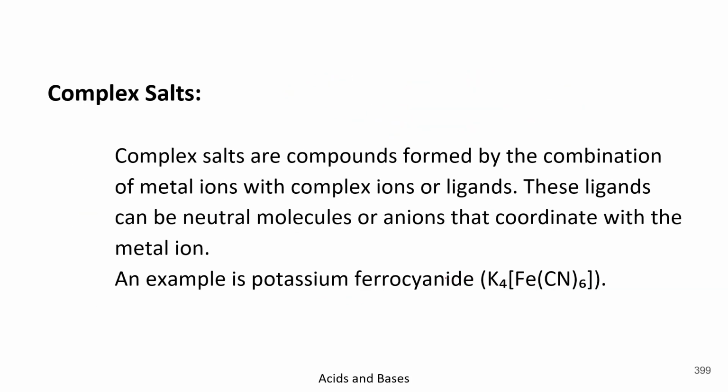Got it? Now, a complex salt is basically formed by the combination of metal ions and ligands, and these ligands can be neutral molecules or anions that coordinate with the metal ion. Just remember this line: complex salt compounds are a combination of metal ions and complex ions or ligands. These ligands may be neutral molecules or ions that coordinate with the metal ion. Just remember these lines for the complex salts. And the best example is potassium ferrocyanide.